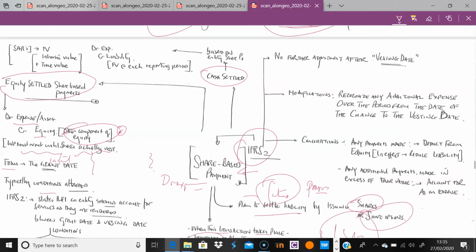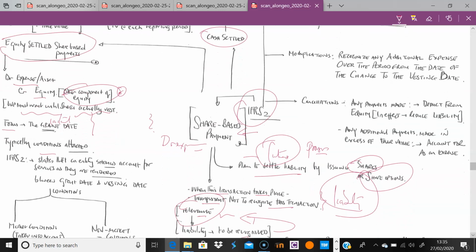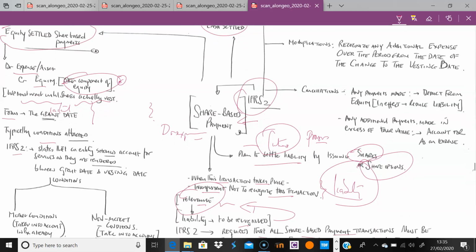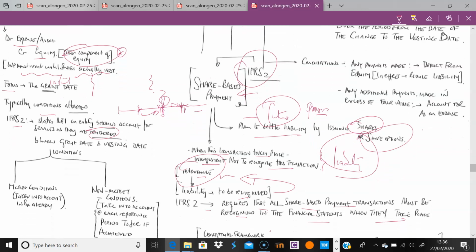I'll talk about modifications in a second, but typically conditions are attached. IFRS 2 states that an entity should account for services as they are rendered. So over a 3-year period, like a classic provision, you provide for the first year, and then for the second year, so you're really topping up the income statement with whatever you need to get you to the second year. I'm not doing the questions, but the key point is you're adjusting year on year, almost like a bad debt provision, always adjusting to that point through the income statement.